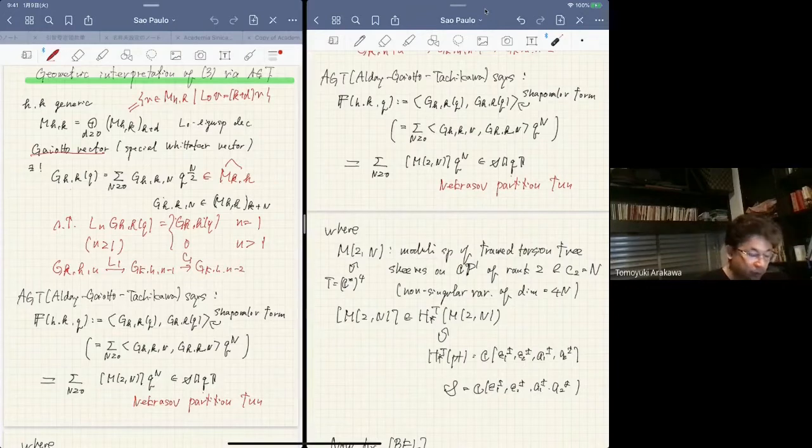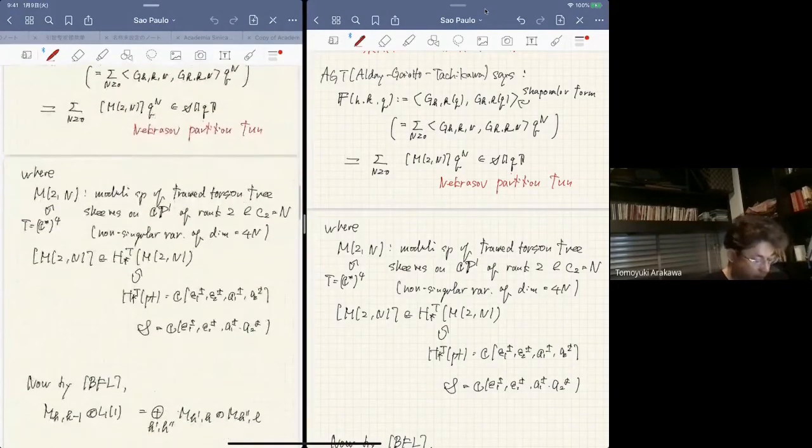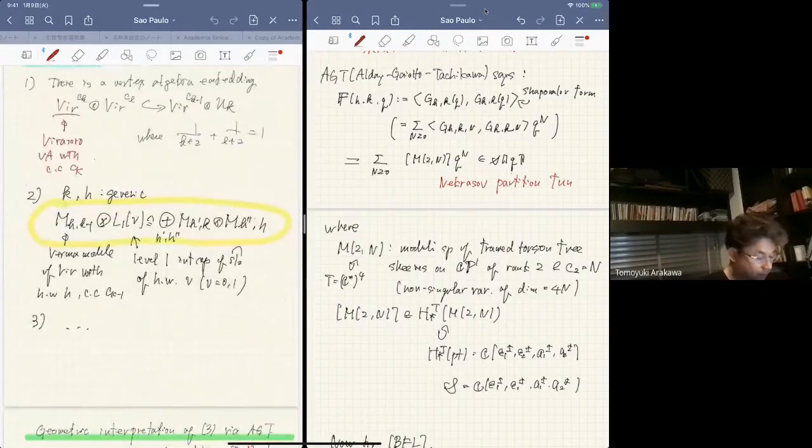So AGT means that the Virasoro algebra somehow knows about the geometry of this moduli space, and the Gaiotto vector precisely gives this element. So now the point is what this decomposition means in view of the AGT correspondence.